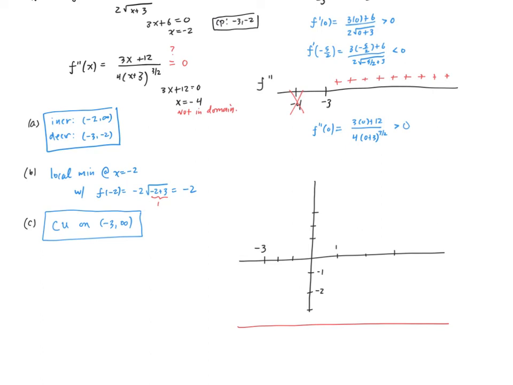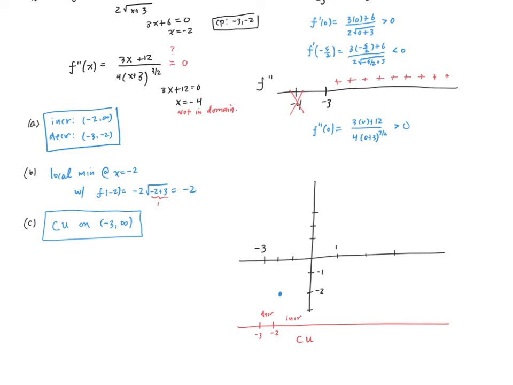And the first thing I'm going to do is kind of just indicate the information that we've gathered. We know from minus 3 to minus 2, our function is decreasing. And from minus 2 onward, it is increasing. And we also know that we are concave upward everywhere in the domain. And we have a local minimum at the point minus 2, minus 2.